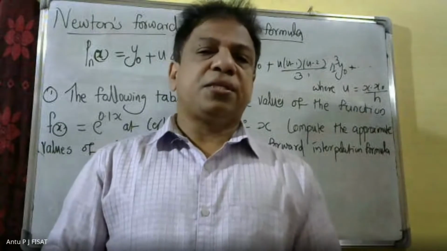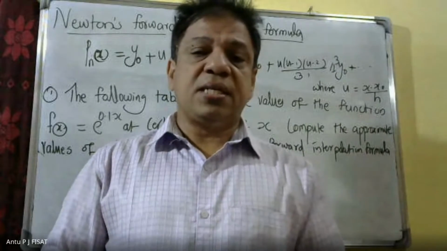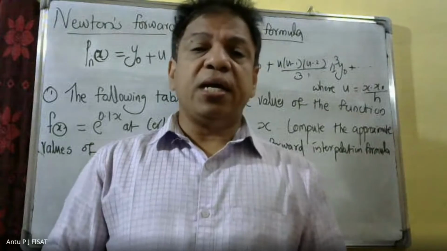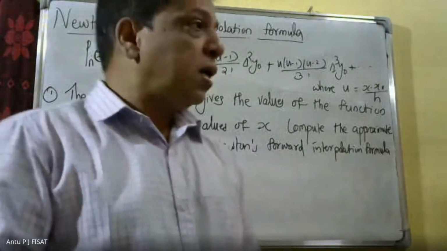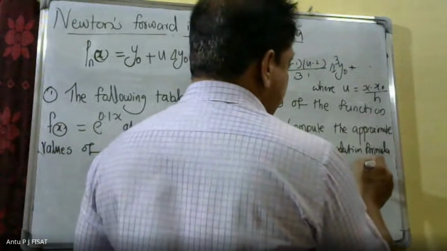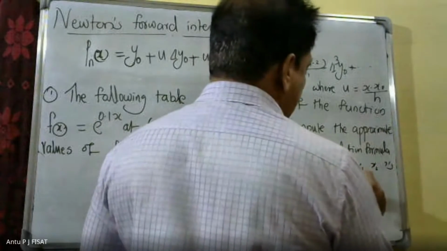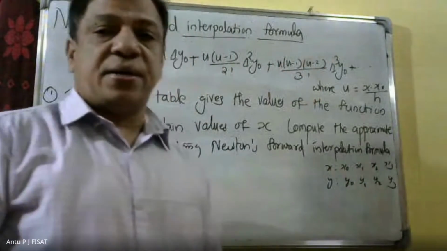Good morning, students. Today we'll discuss numerical methods. Another formula is Newton's forward interpolation formula. Given the values of x: x0, x1, x2, x3, etc., and y equal to y0, y1, y2, y3, etc. Some data are given.